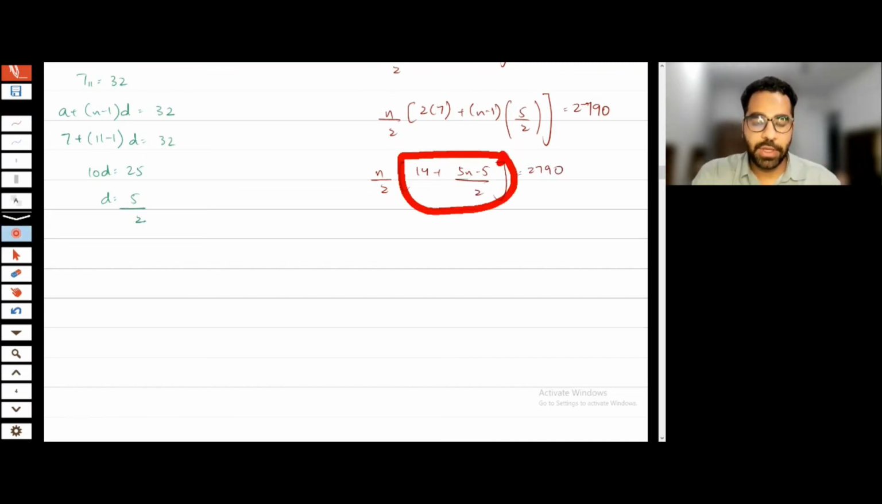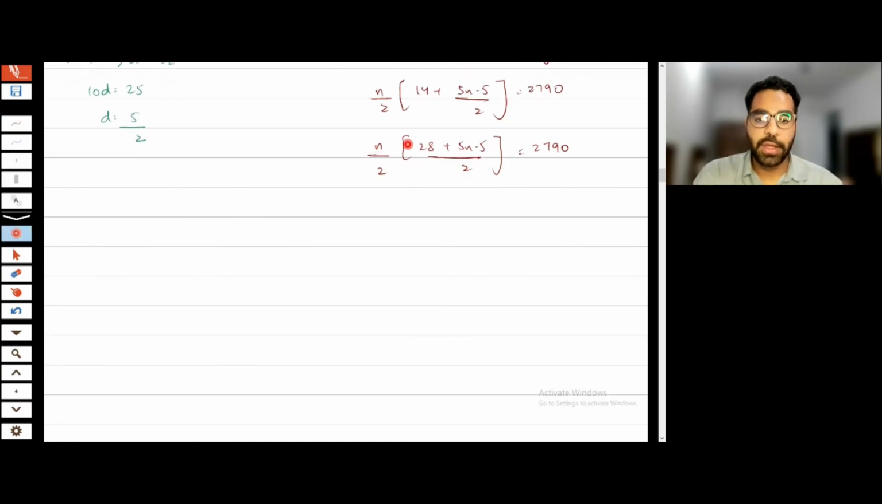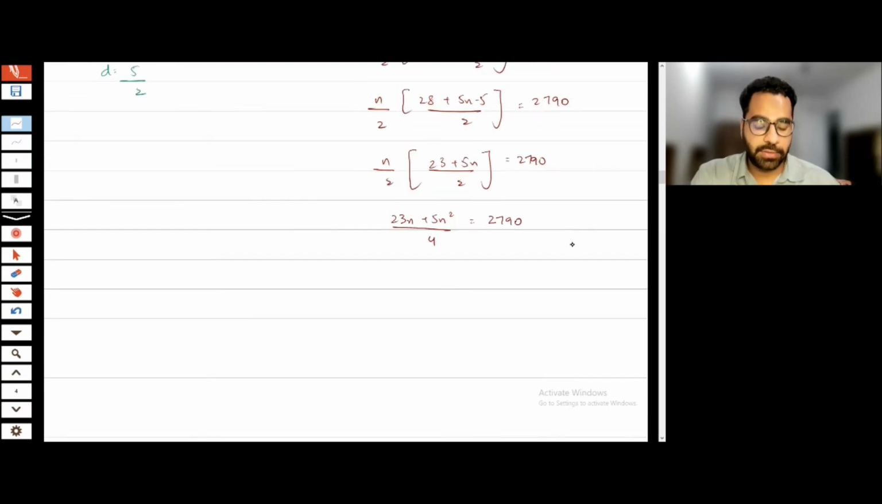Now let's take the LCM inside. So I have n upon 2, 14 into 2 is 28, plus 5n minus 5 upon 2, equals 2790. Okay, 28 minus 5 gives me 23. I'll get n upon 2, 23 plus 5n upon 2, equals 2790. Now n will get multiplied with 23 as well as 5n. I get 23n plus 5n squared over 4 equals 2790.